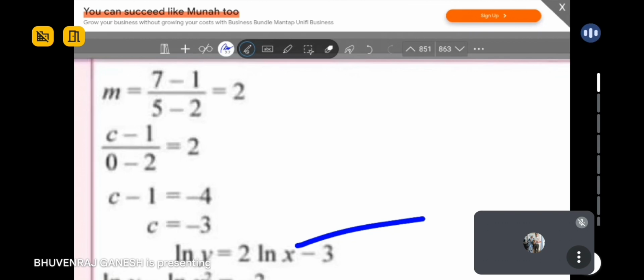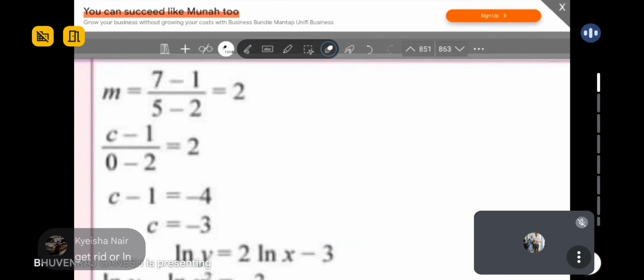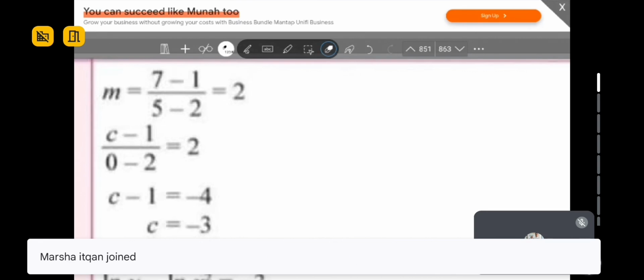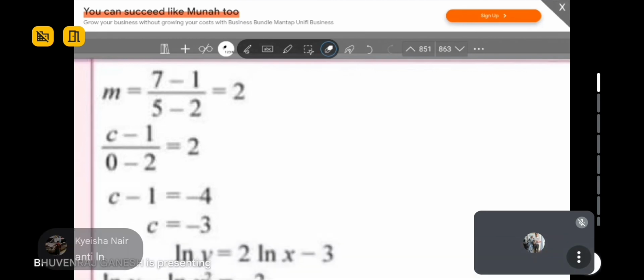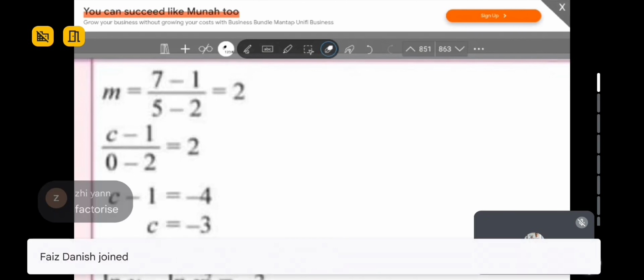So Ariana, kamu akan buat apa kat sini? Kalau nak ungkapkan y dalam sebutan x, bila dah dapat yang ni, what is your next step? Get rid of ln, okay, Ken? So how do you get rid of it? Can you tell the method? Macam mana nak hapuskan ln? Anti-ln? Not really. You must do one step first. Yes, correct. Factorize.